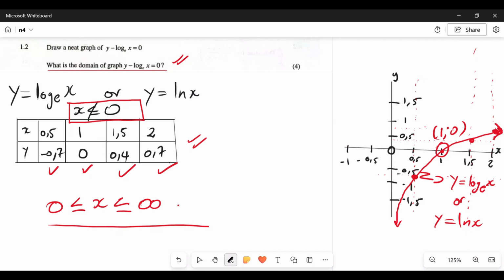Just look at where the graph starts on the x-axis, because they say domain, and where it ends on the x-axis. So it started at 0, but it does not have an ending, so hence we have infinity there.